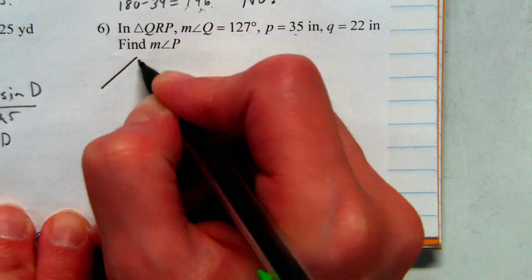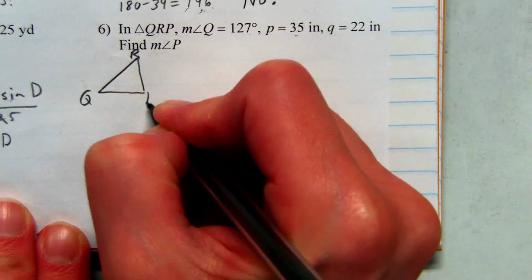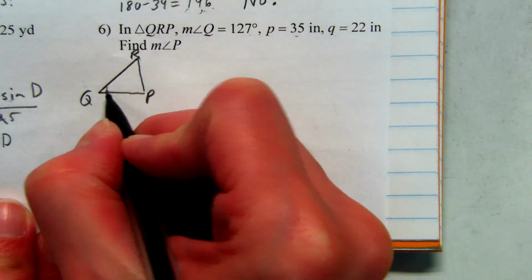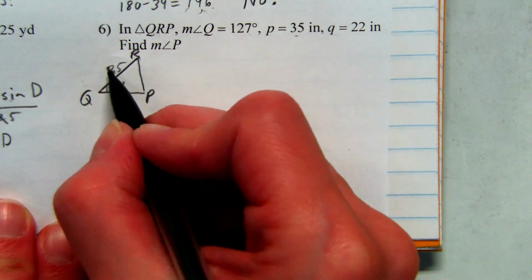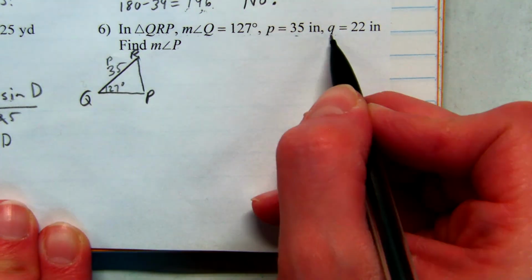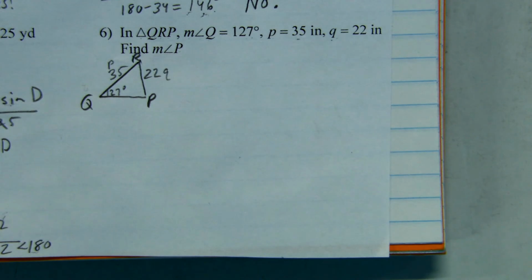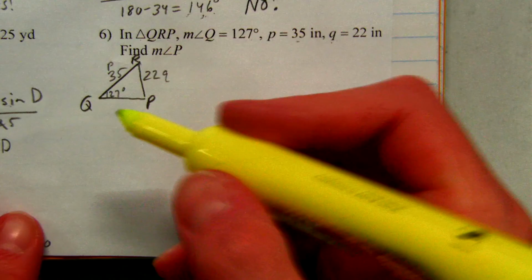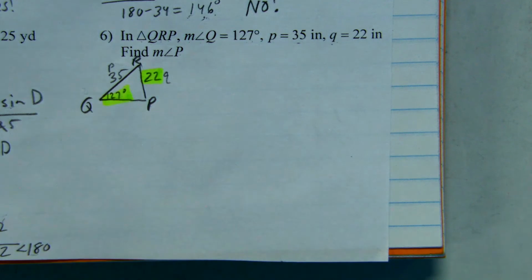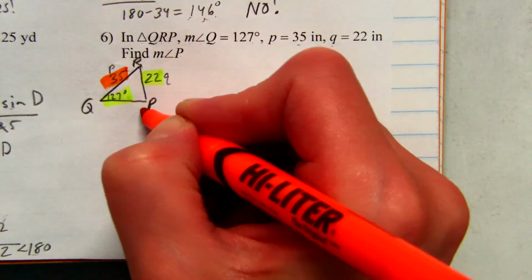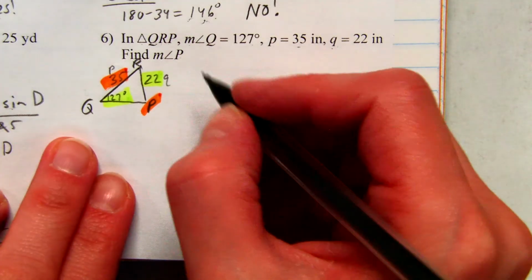So when we set this up, we've got QRP. Measure of angle Q is 127 degrees. P is 35, which would be across from the big P, it's little p. And then little q is 22, so it's over here, and that's across from the 127. We're trying to find the measure of angle P. So the 127 degrees goes with the 22, and the 35 goes with P.